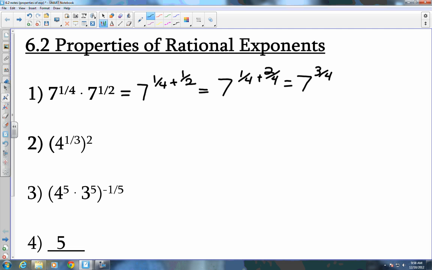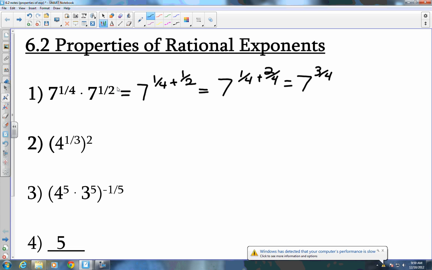Do you have to show me that if you know intuitively that 1/4 plus 1/2 is 3/4? You can skip that step if it's an easy one, but I want you to write it down in your notes so that you have that concept and that idea. That's what you need to do.